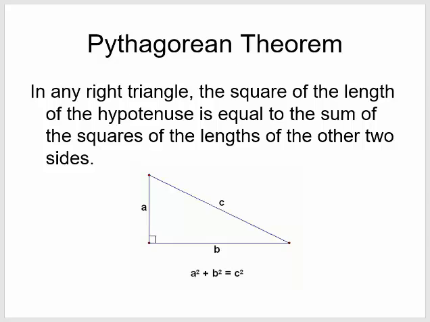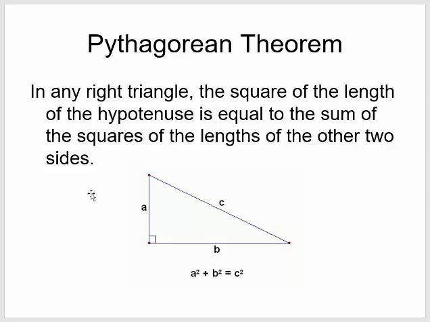In any right triangle, the square of the length of the hypotenuse, okay, so this is a right triangle that you see here. We call A and B the legs, and the long side of the triangle opposite the 90-degree angle is the hypotenuse. So the square of the hypotenuse, c squared, is equal to the sum of the squares of the lengths of the other two sides. Meaning for any right triangle, if you take a squared and add it to b squared, it will always equal c squared.